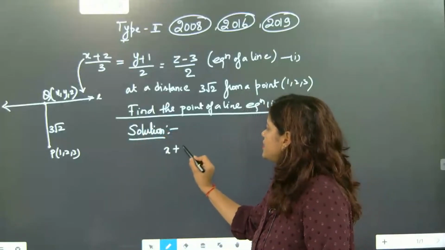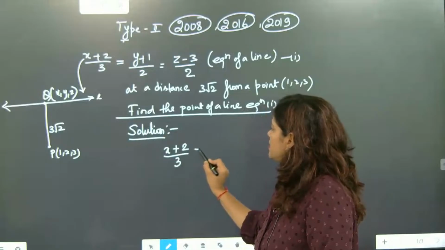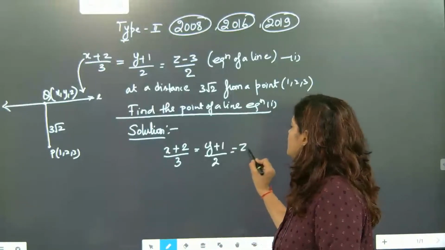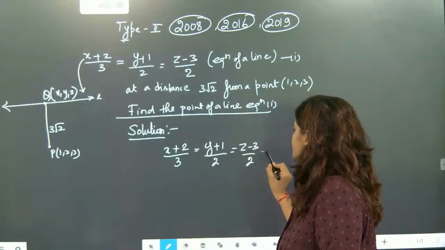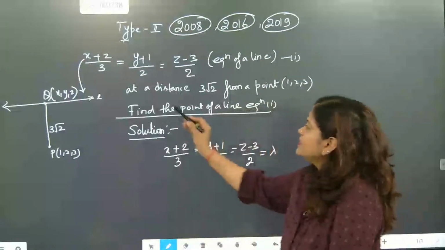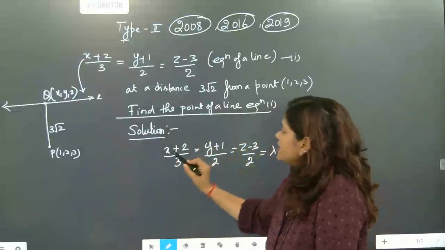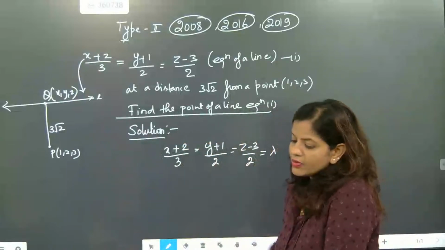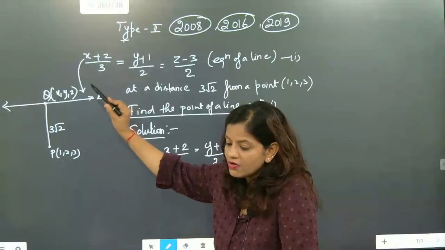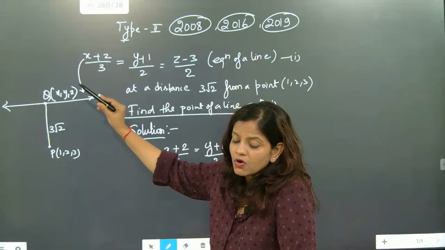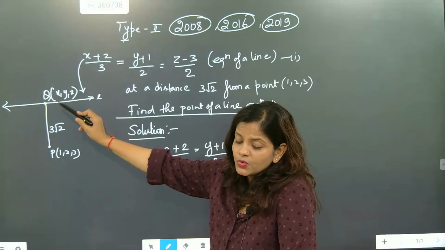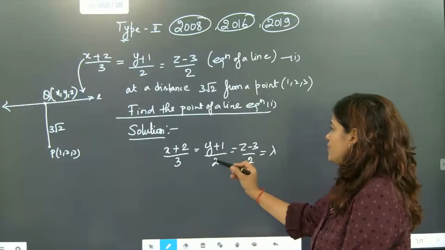Look at (x plus 2)/3 equal to (y plus 1)/2 equal to (z minus 3)/2 is equal to lambda. Beta, our basic concept is that from this equation we will get the value of x, y and z, because x, y, z is a general point on this line. So now look here, we will substitute.